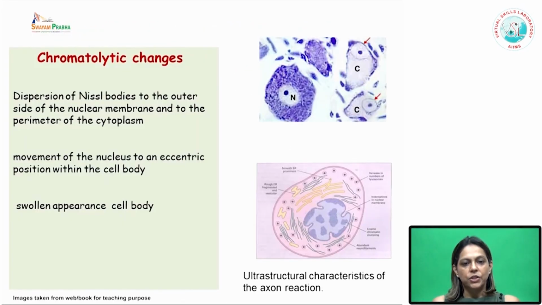Now, look at this picture. It is showing you changes of chromatolysis. So there is dispersion of Nissl bodies, which go to the periphery. As you can see in the top picture, the Nissl substance has gone to the periphery, and the nucleus also goes to the periphery of the cell, and the cell body becomes swollen.